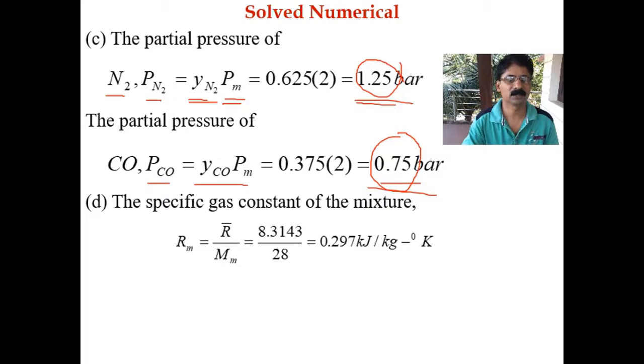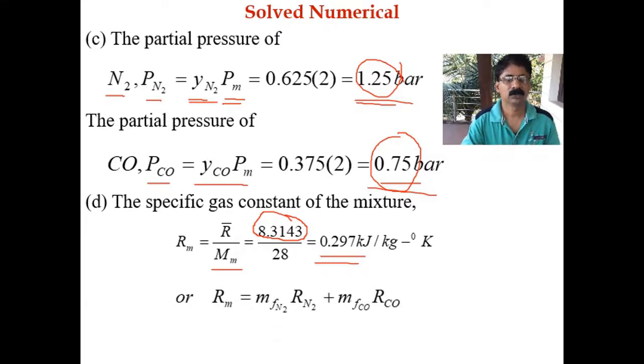universal gas constant R bar divided by molecular weight of the mixture. So you'll get it as 0.297 kilojoules per kg per degree Kelvin. Here all of you should know that the universal gas constant is 8.3143, which is same for all the gases.